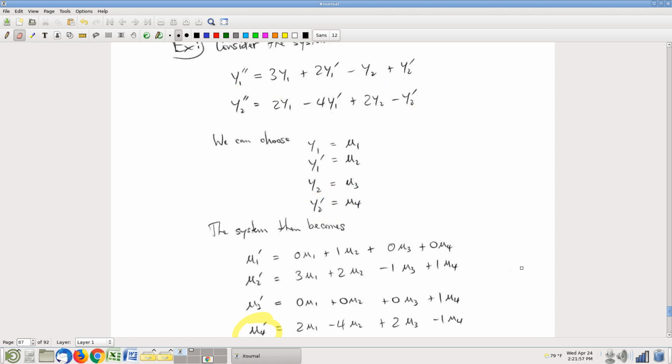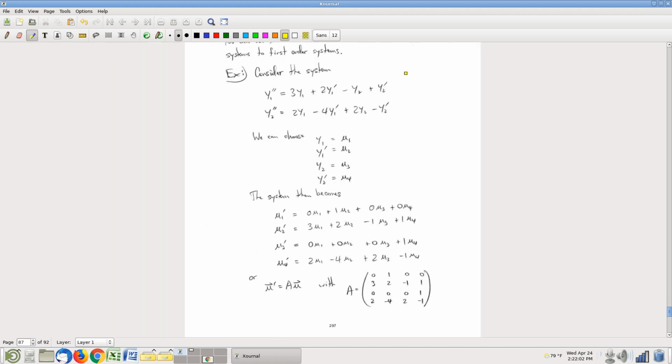I have successfully turned a second order system that I don't know how to deal with, with no previous methods of how to deal with it, into a first order system that we totally know how to solve.